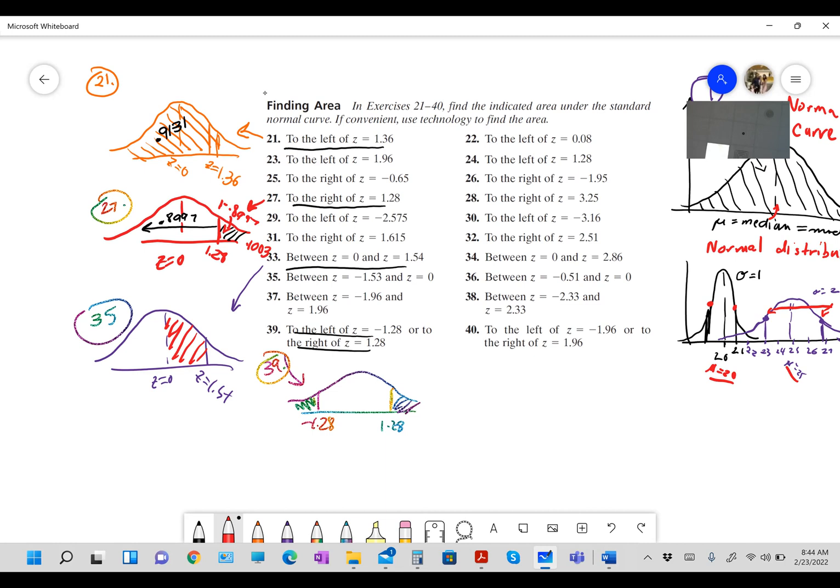And that's it. So now we can do an in-between situation, right? I think that's a 1.54, not the best 1.54, but you know. So what we do in between is we find this one, find that one, and then we subtract them. Agreed? So first we find the area to the left of 1.54, and then we find the area to the left of 0.